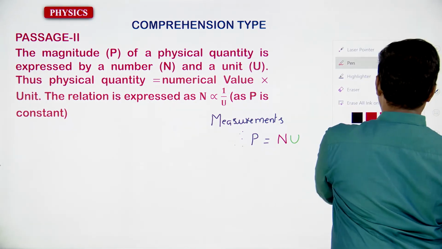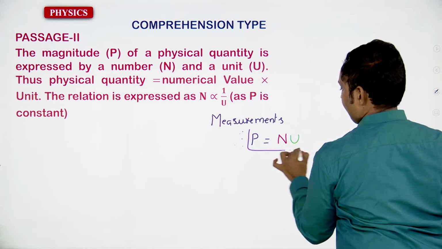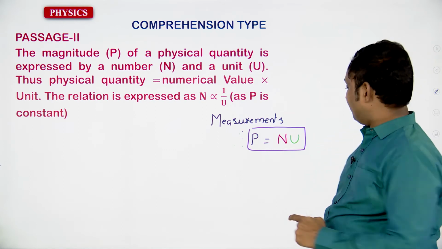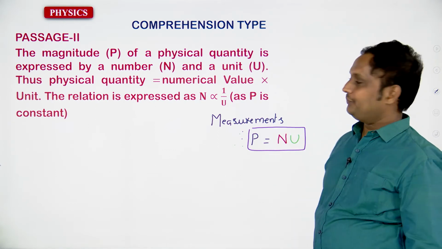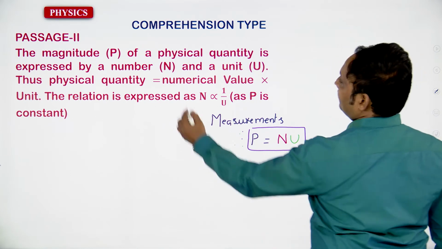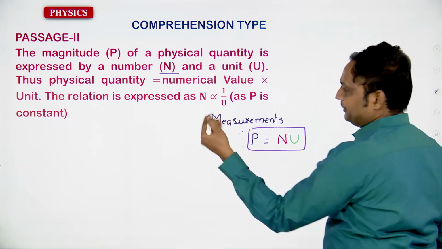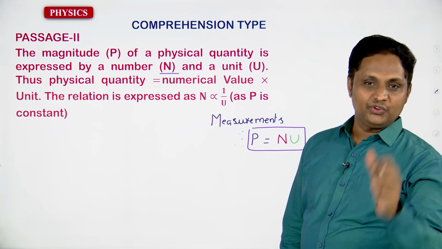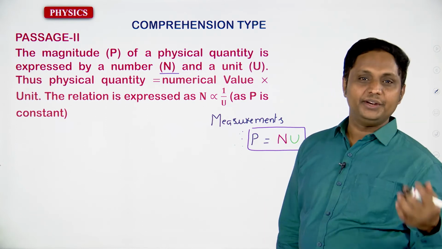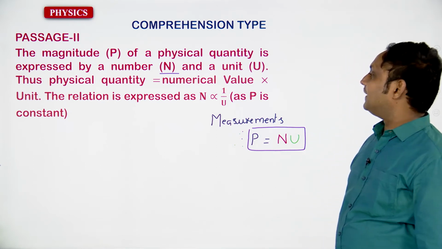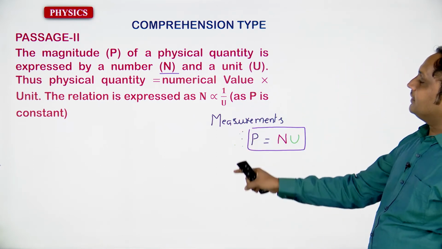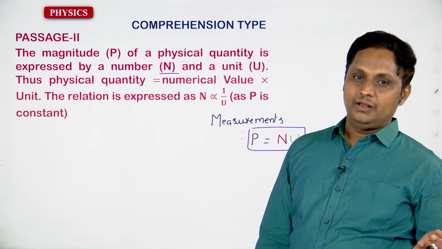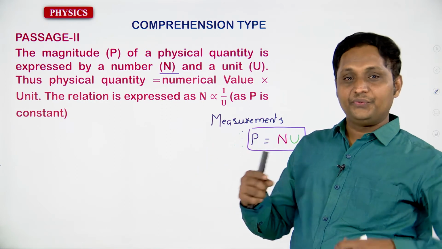What does P represent? Magnitude. n represents the numerical value. It's very clear. The number n represents the numerical value, and u is a well defined unit. The relation can be expressed as n is directly proportional to 1 by u. It varies inversely with the unit we have chosen.